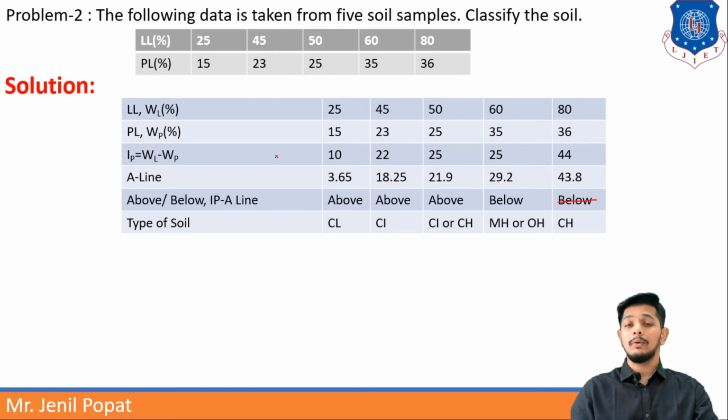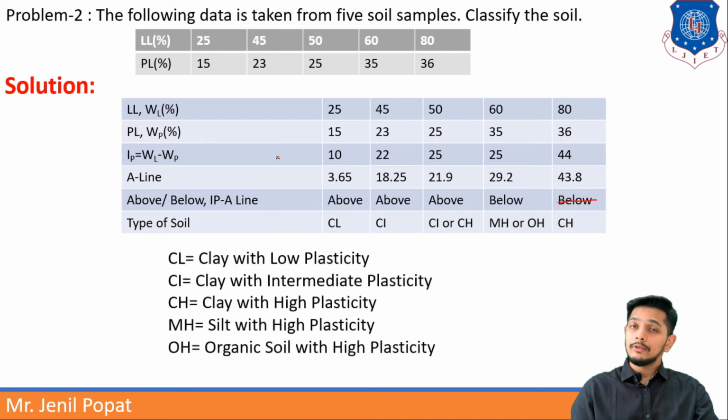Now moving forward to types of soil. If it is above, then it will be a CL. Again it will be a CI. Why is it CI? Because the water content at liquid limit is in between 35 to 50, that is 45. So it will be CI.